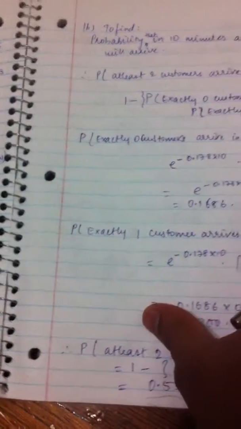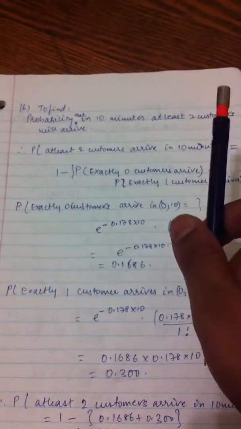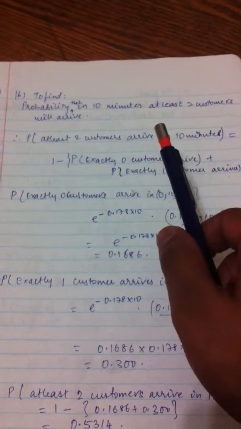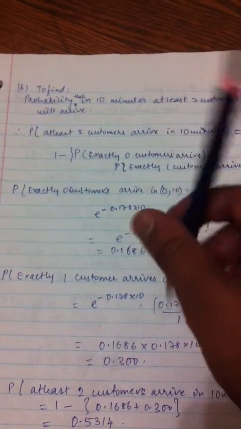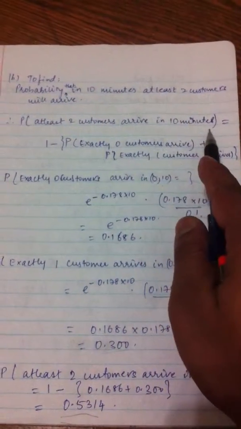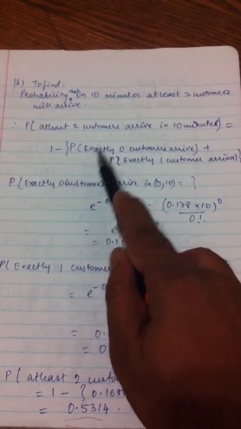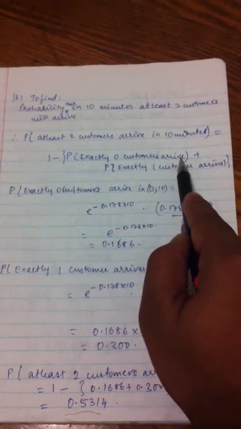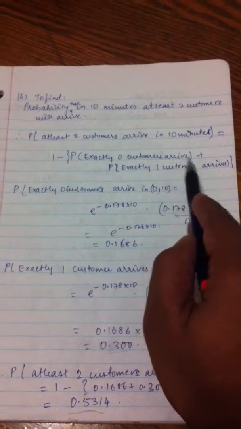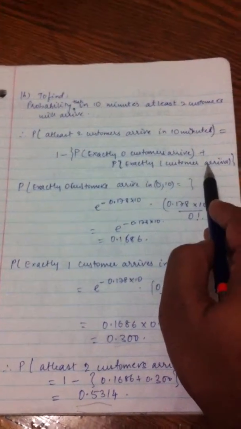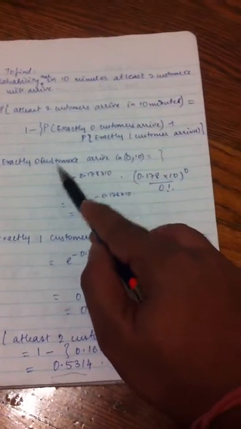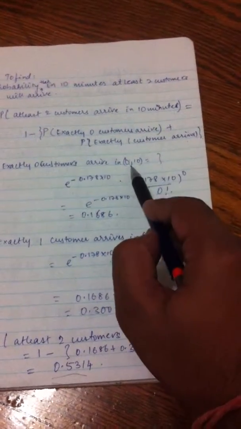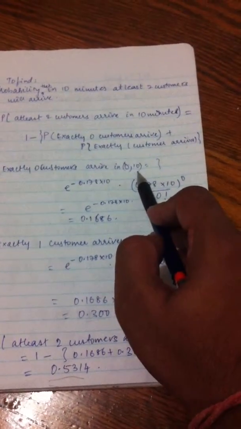Now we have to find the probability that at least two customers arrive in 10 minutes. The probability that at least two customers arrive in 10 minutes is given by 1 minus the probability that exactly 0 customers arrive in 10 minutes plus the probability that exactly one customer arrives in 10 minutes. Therefore, the probability that exactly 0 customers arrive in the interval 0 to 10, we can find by putting k equal to 0 in the equation. We get the value as 0.1686.